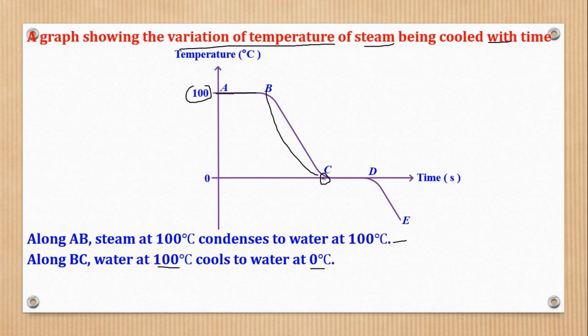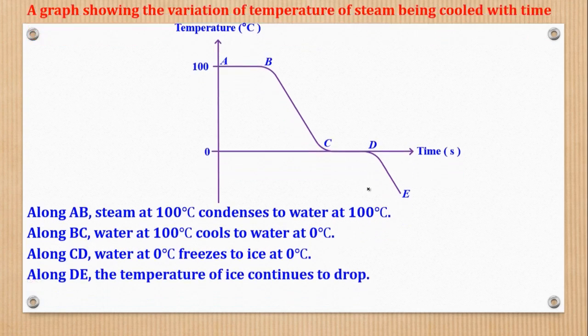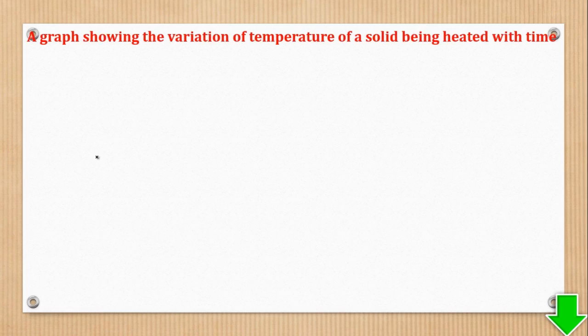And when it reaches here, it is constant, meaning there is a change of state. So water is freezing, changing to ice up to point D. And from point D, it is ice. So that graph is beneficial to help us in the calculations. That is why I have brought it here. Remember, the theory part we do here is to help us answer the calculation bit of it. So that was cooling steam.